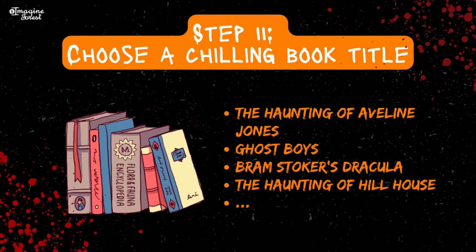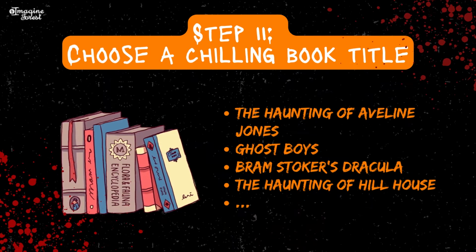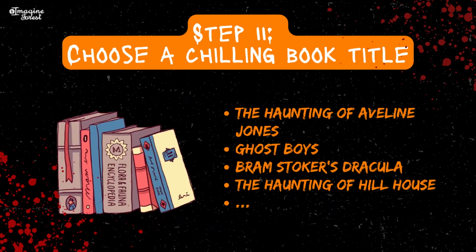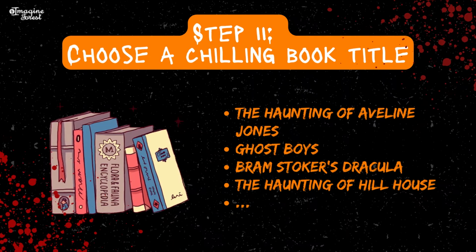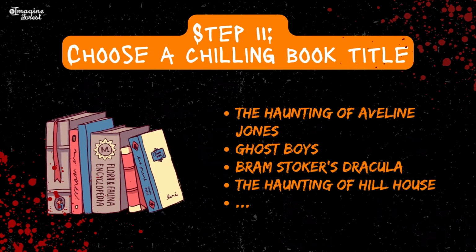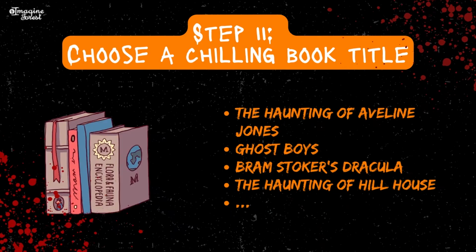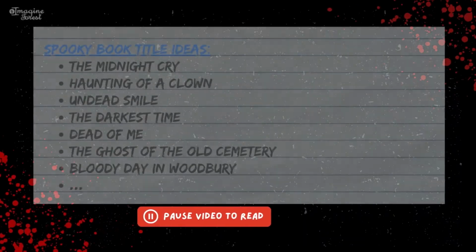Essentially, they either describe the antagonist of the story, or the main setting in the story. Based on this, try to summarize your horror story in as little as 3 to 5 words. Think about the main setting, or the main monster of your tale, and come up with some book title ideas. Here are some ideas we thought of.